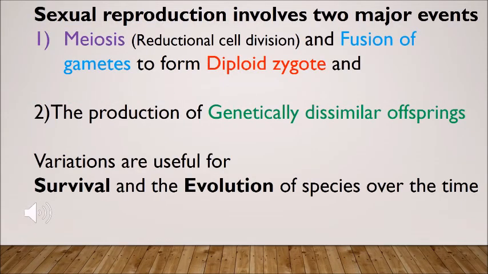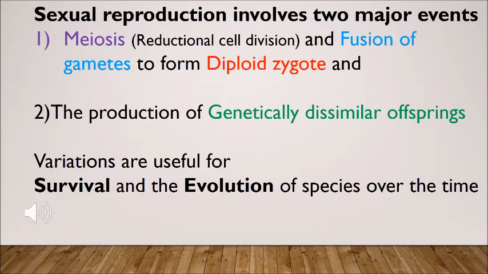Sexual reproduction involves two major events: meiosis and fusion of gametes, that is fertilization. Meiosis rearranges the genes and reduces the number of chromosomes, and fertilization restores the chromosomes to a complete diploid number. So in the process of meiosis, the chromosome number is reduced to half, and these half cells are known as haploid cells.